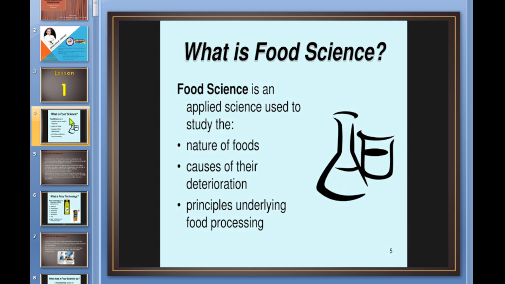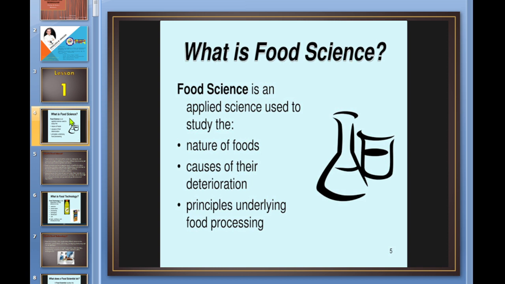So, it's been stated here that food science is an applied science used to study the nature of the food, causes of their deterioration, and principles underlying food processing. Okay, always consider the words: applied science used to study the following. Nganong gitawag man siyang applied science class? It's because they are applying the concept, the idea, or the theory.